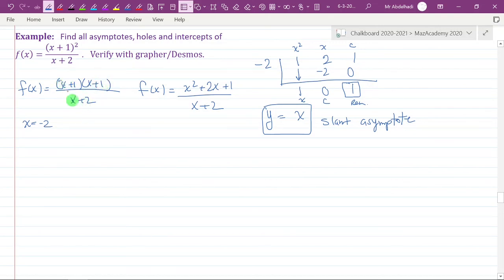If you cannot cancel out, it's a vertical asymptote. So this is a vertical asymptote right here. So what do we have here? We have a horizontal asymptote of y equals x. We have a vertical asymptote of x equals 2.